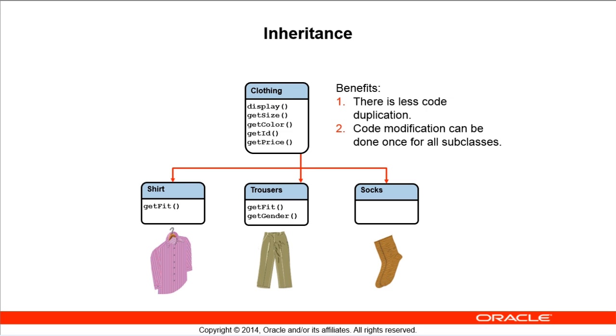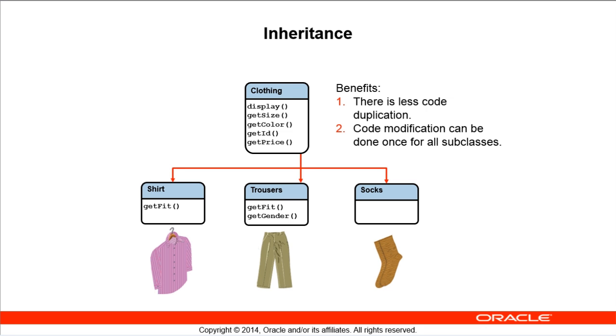Inheritance lets programmers put common members, fields, and methods in one class, the superclass, and have other classes, the subclasses, inherit these common members from this new class. The benefits are that there's less duplication of code, and code modification can be done one time for all subclasses. An object instantiated from a subclass behaves as if the fields and methods of the superclass were in the object.